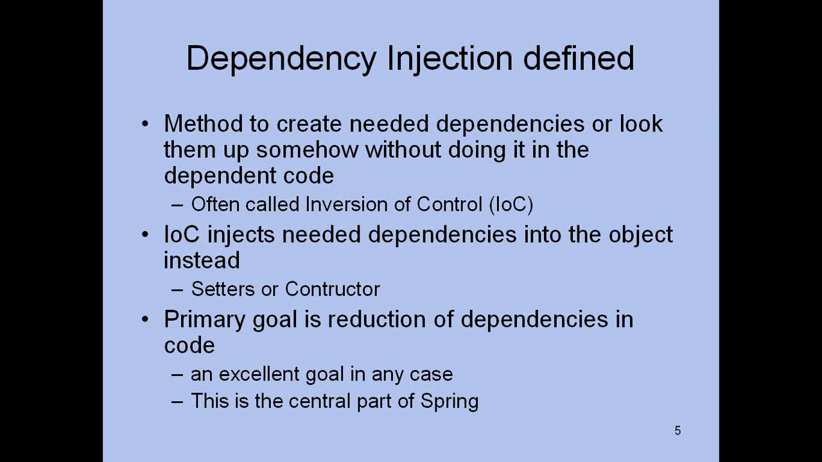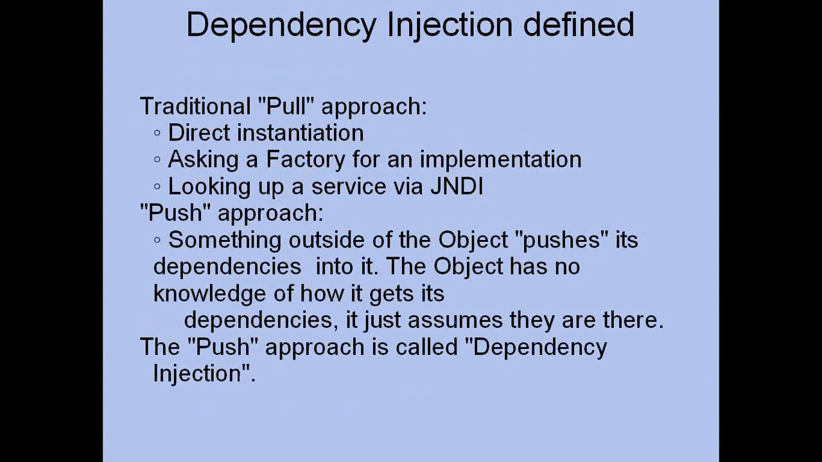And the way to do that is using two ways to inject the dependencies. One is setter injection, and the other one is constructor injection, right? So the dependency injection is a push approach. So we don't want to pull. The traditional pull approach is direct instantiation using the new keyword, whereas the dependency injection will be a push approach. Something outside of the object pushes its dependencies into the application code.